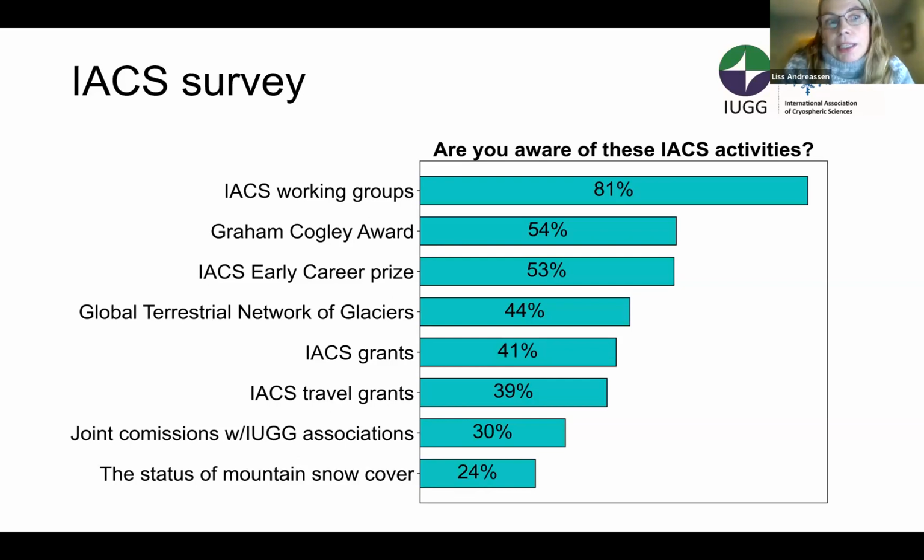From the figure, you see that the IACS working groups were what people were mostly aware of. Then the Graham Cogley Award, the IACS Early Career Prize, and so on. People were less aware of joint commissions with the IUGG associations and also our very new status of the mountain snow cover. Of course, these have not endured as long as some of the other activities, but in my talk now I will also present that.